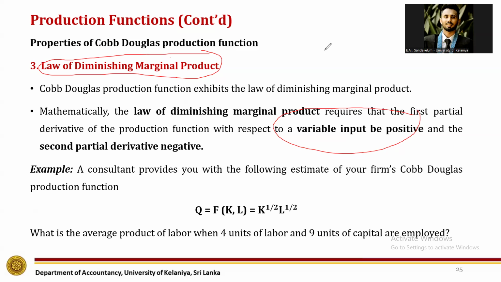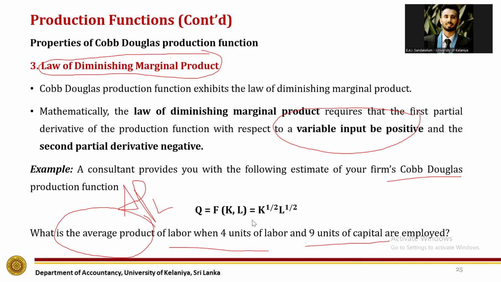Okay. For the question given, the consultant provides you the following estimates on your Cobb-Douglas function. So what is the average product of labor? They are asking for the average product of labor, APL. The concepts are important. Labor is when 4 units of labor and 9 units of capital are employed.